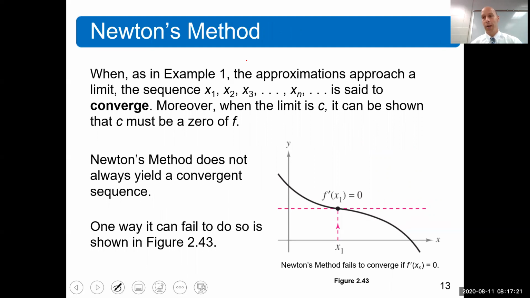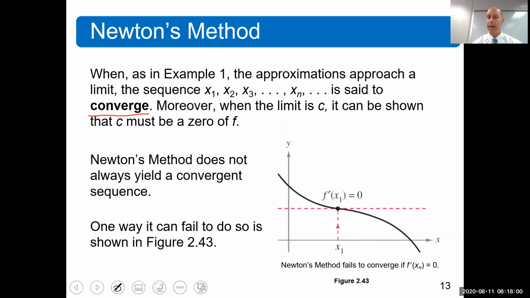In other words, as we continue that Newton's method process, we are going to get closer and closer to the square root of 2. It actually would take us an infinite number of steps to actually get to the square root of 2, but you guys already know that square root of 2 is an irrational number. So we say that it converges. This is a word that we're going to use a lot, particularly second semester. We say that these values converge. Moreover, when the limit is c, it can be shown that c must be a 0 of f.